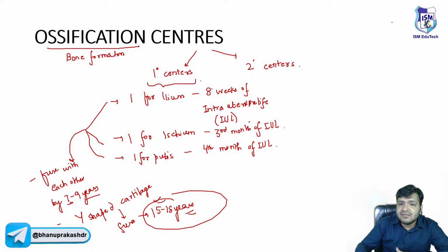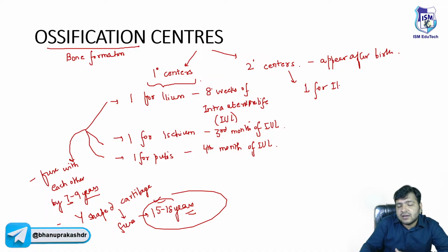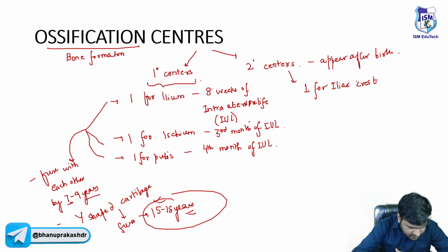Now, secondary centers, बेटा, basically they appear after birth. Now, secondary centers, one it is for the iliac crest. Iliac crest है वो birth के बाद.